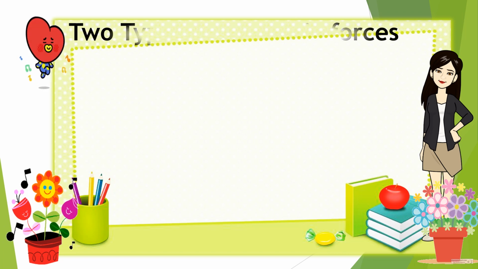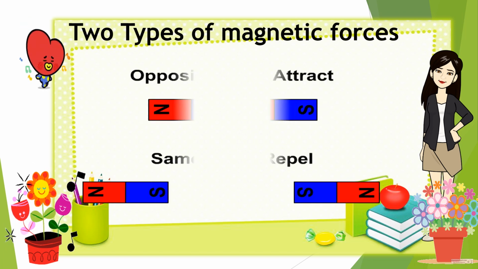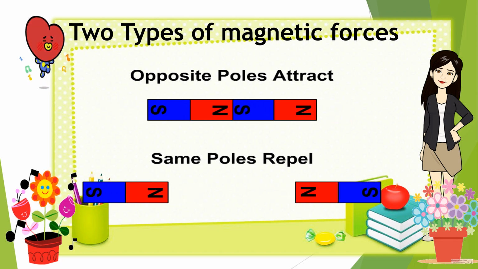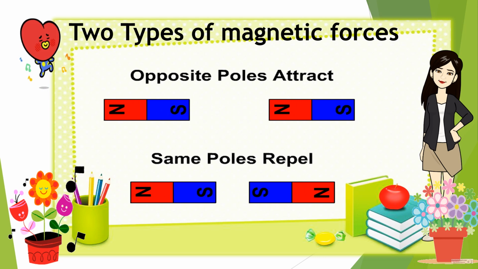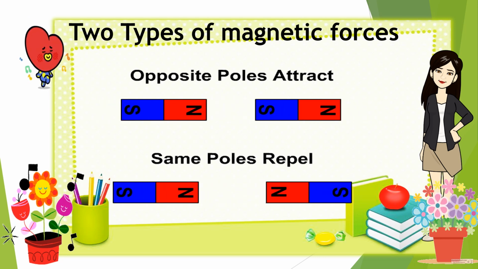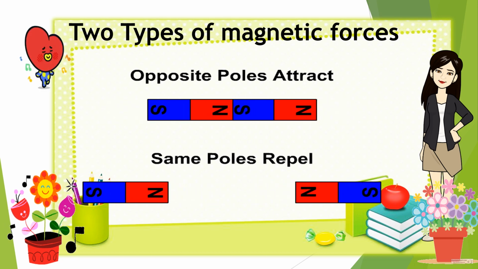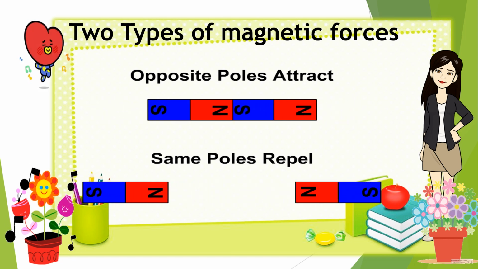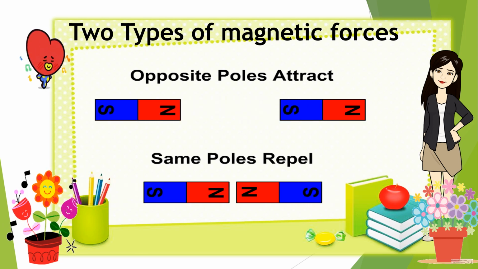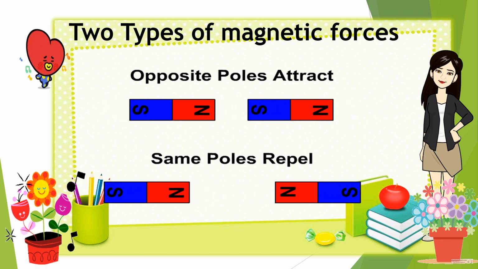We have two types of magnetic forces. We have the attractive forces and we have the repulsive forces. As you can see in the picture, the North Pole and the South Pole attract each other, while if we have the same pole like South and South, they will repel each other, moving opposite to each other.